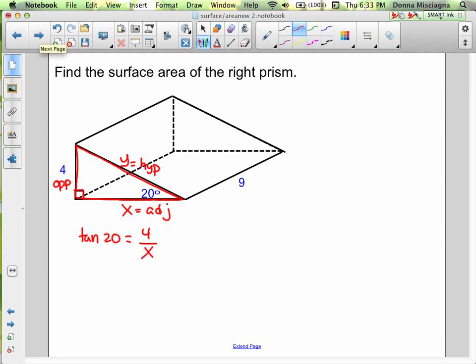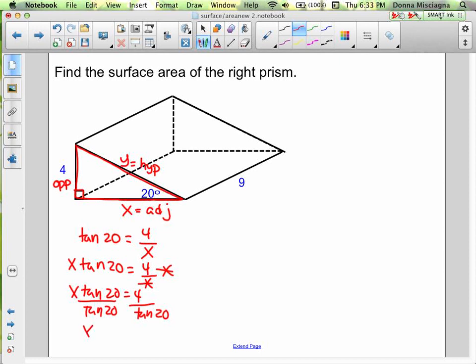Now we need to isolate x, and the very first thing we need to do is get x out of that denominator. So we're going to multiply both sides by x. So we have x tangent 20 equals 4 divided by x times x. That will cancel. So now I have x tangent 20 equals 4. Divide both sides by tangent 20. So x is equal to 4 divided by tangent 20. And now it's a calculator problem. We just have to find the ratio that goes with the tangent of the 20-degree angle.